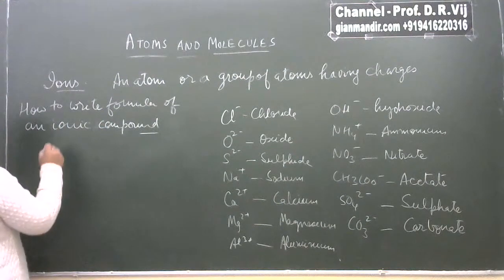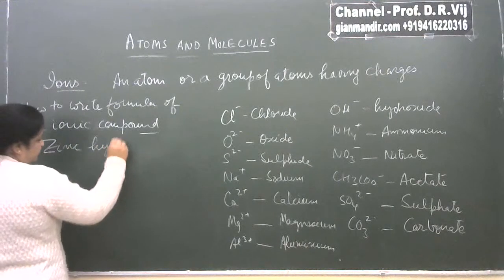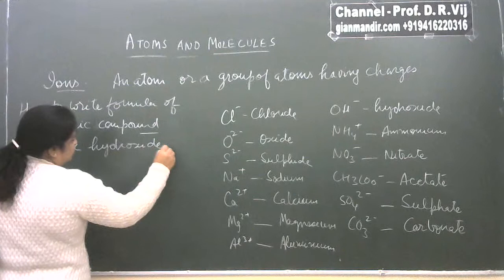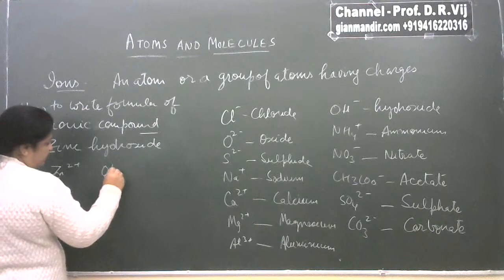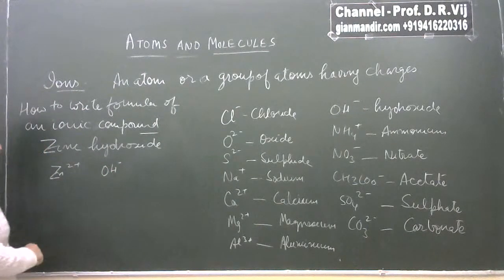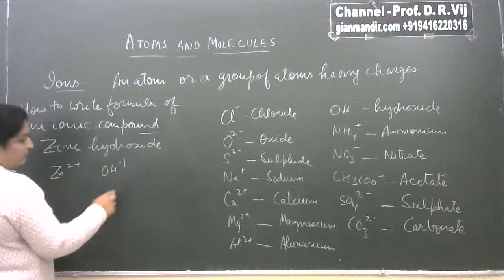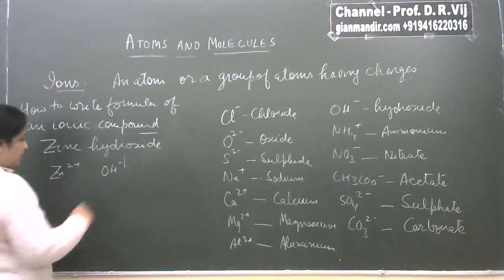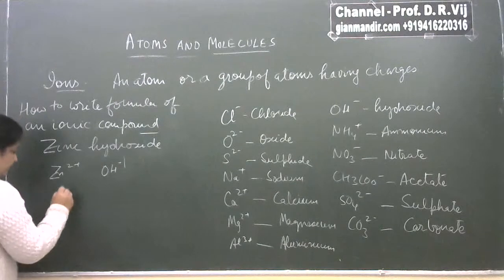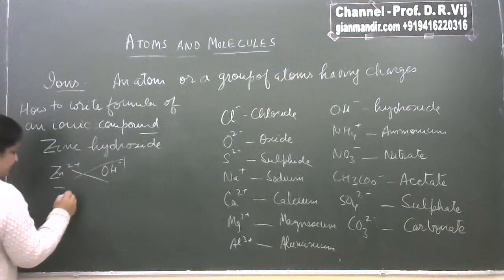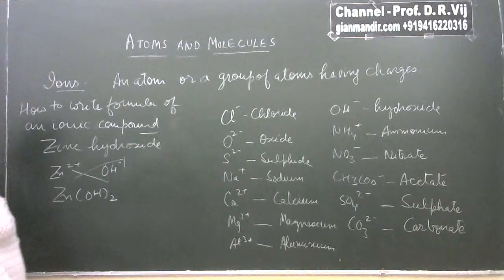For example, if you have to write the formula of zinc hydroxide, you have to know the symbols. Zinc is Zn²⁺, OH is OH⁻. You have to cross multiply their number of charges. Remember, only the number of charges. So here it is 1, so it should be multiplied by 1, and here it is 2, it should be multiplied by 2. By cross multiplication, the formula of the compound becomes Zn(OH)2.